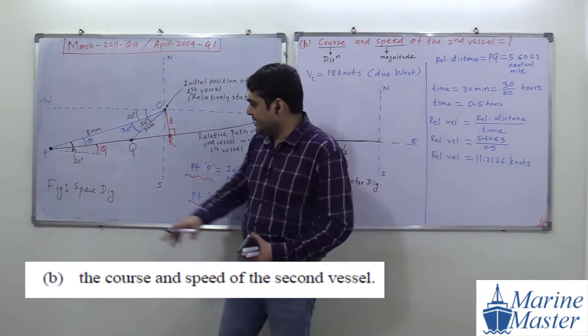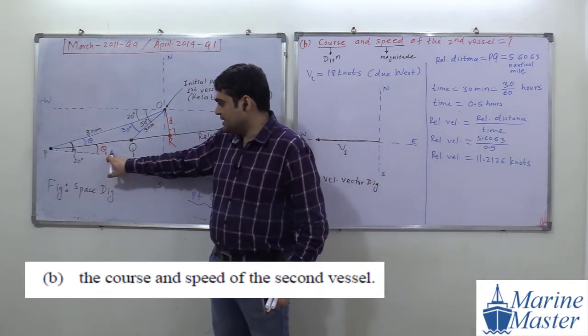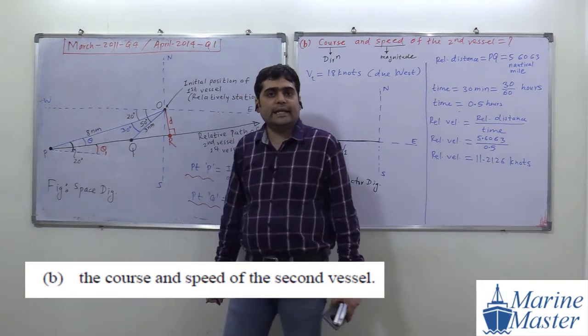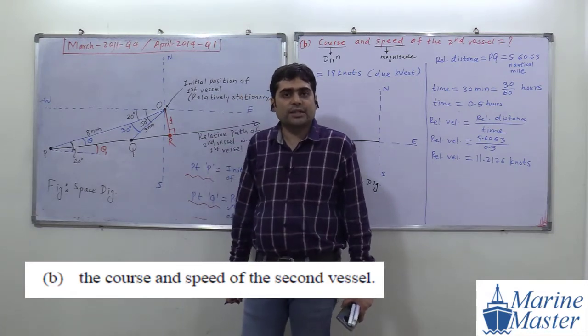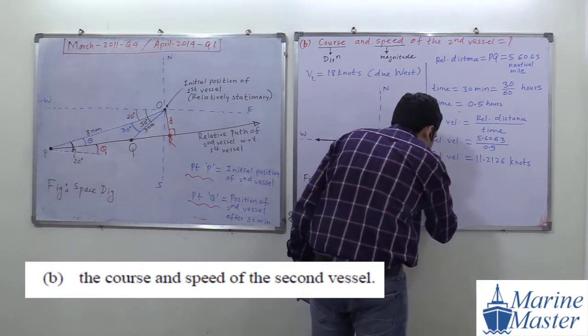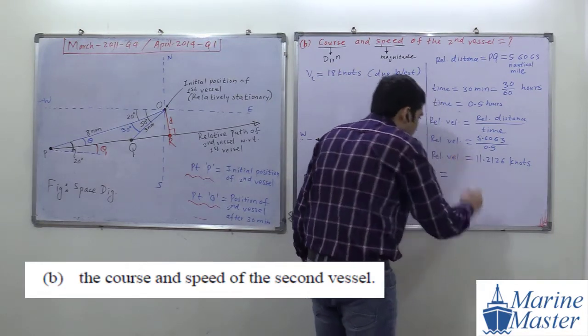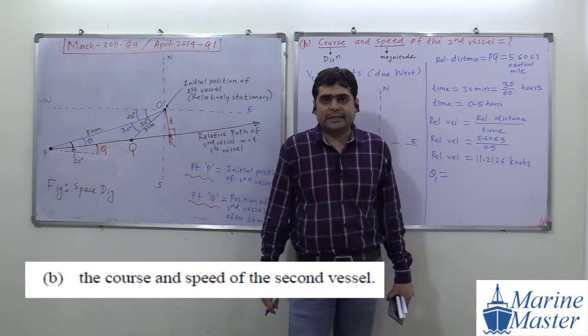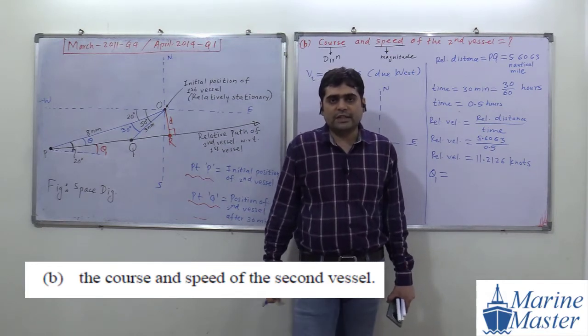This theta 1, see this on the drawing, indicates the direction of relative velocity. So to get the direction of relative velocity, we should have the value of theta 1. What will be theta 1, everyone?